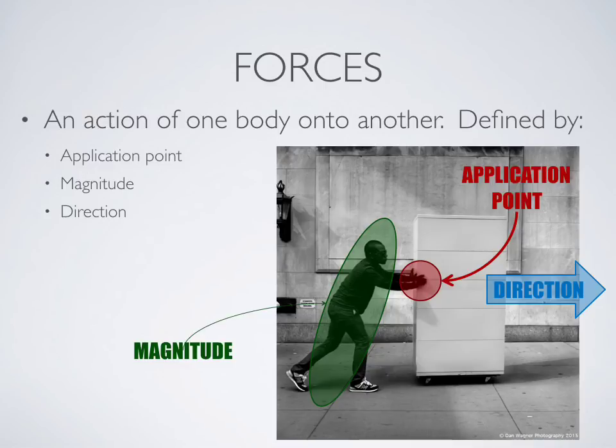The magnitude, how strong is the force? Well, that depends on how hard he's pushing. So the magnitude is him, essentially. It's how hard he is pushing. The direction is which direction the force is pointing. Which direction is the force pushing on the file cabinet? Which direction is it pushing on the body? And in this case, it's to the right. So the direction is to the right. So we have three things that define a force: the application point, the magnitude, and the direction. We'll look at a couple more examples.